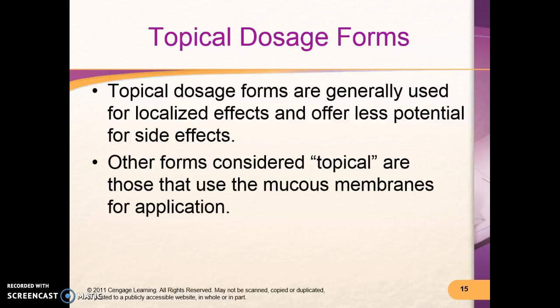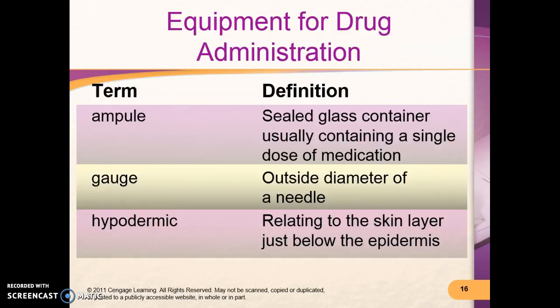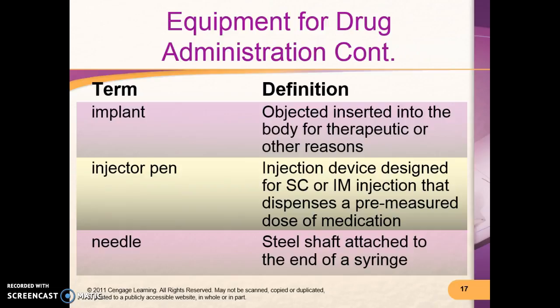Now, the next part of the chapter is going to go into some of the different equipment that's used for drug administration. These are just some examples. The gauge is the diameter of a needle, so that's something that you'll run across quite frequently, is what the gauge is of the needle. Let's see, the injector pen is something that's used quite frequently with subcutaneous or intramuscular injections. Things like Byetta. Some of the medications that the patient administers to themselves have injector pens. So epinephrine, things like that are used for allergic reactions.